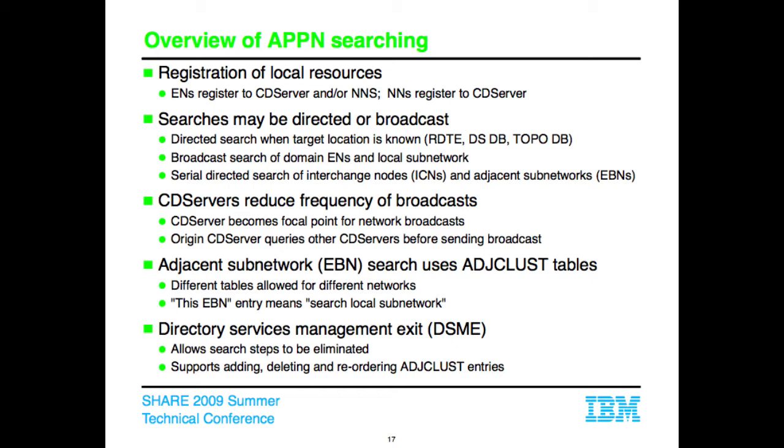There's also a directory services management exit that gives you the ability to reorder, add, and remove entries from your adjacent cluster table in much the same way that you could with an adjacent SSCP table, excuse me, not add. You could reorder or remove from an adjacent SSCP table. You can add, delete, or remove from an adjacent cluster table. Again, I'm not sure too many people are ever going to code a DSME. They're probably not going to go to the trouble. Instead, they would rather probably just code appropriate adjacent cluster tables and try to make sure all of their searching is network qualified.